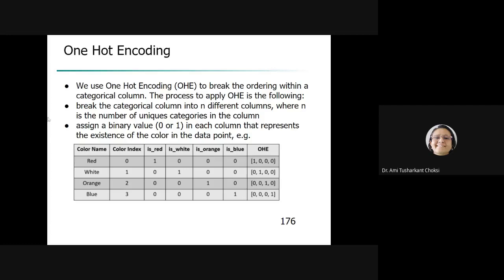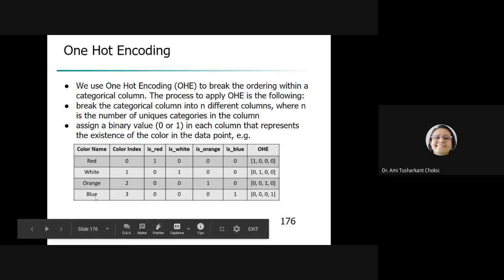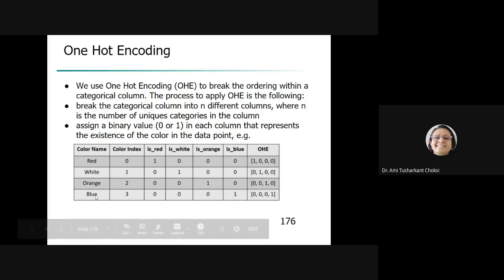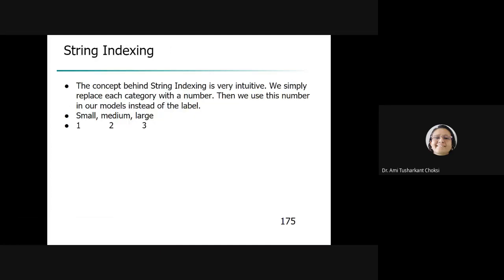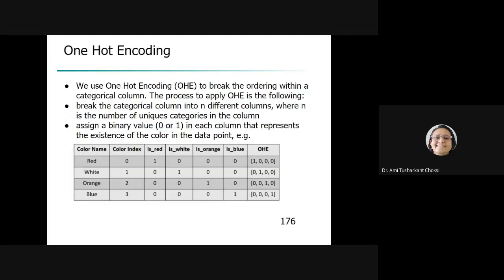Now assign a binary value, that is 0 or 1, in each column that represents the existence of the color in the data point. For example, here what we are having is say red, white, orange, blue. One thing: in string indexing we have considered that the category will be given a number and that we will use, right? That was one method, the simple one. Here we are using the encoding that is called one hot encoding.